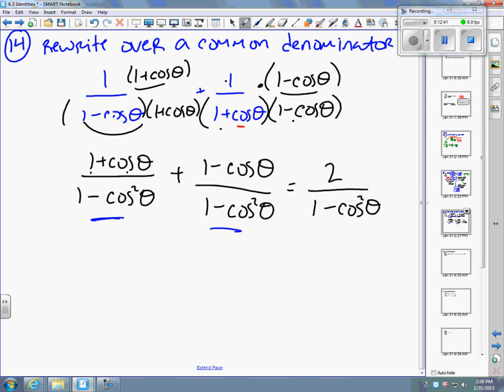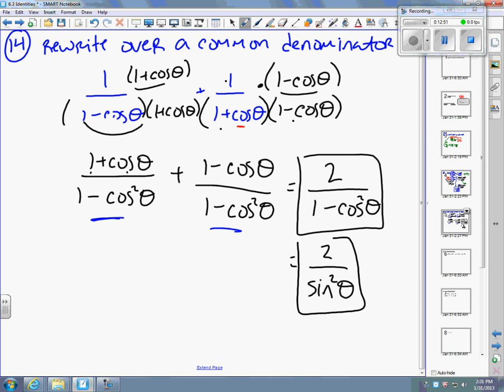You could leave your answer like this, or, because it's good practice, 1 minus cosine squared is the same thing as sine squared. So you'll see that in the identity a lot. It'll ask you to prove that the initial thing may be equal to 2 cosecant squared, because that's what that really is.